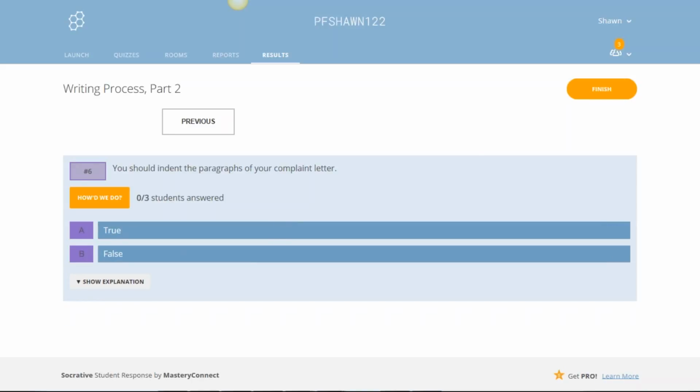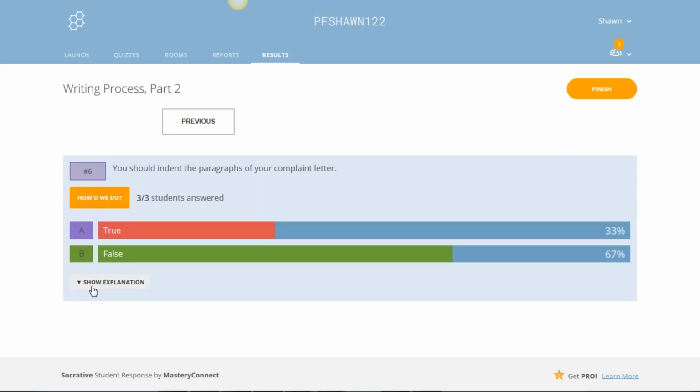And then question 6, which is the last question. You should indent the paragraphs of your complaint letter. Is this true or false? And if you were paying attention, I just told you the answer. You should indent the paragraphs of your complaint letter. True or false? And then we didn't all pick the correct answer. The correct answer was false.